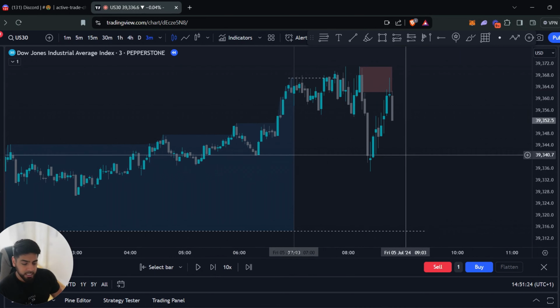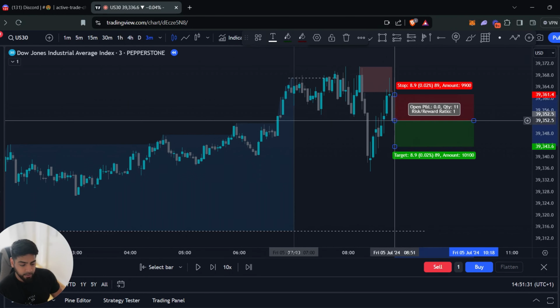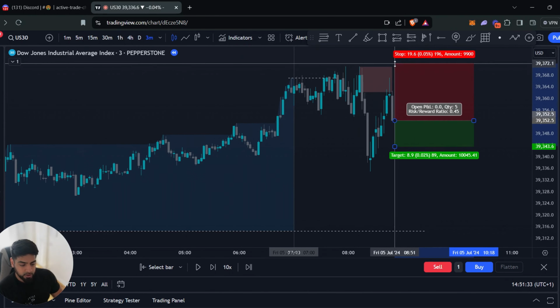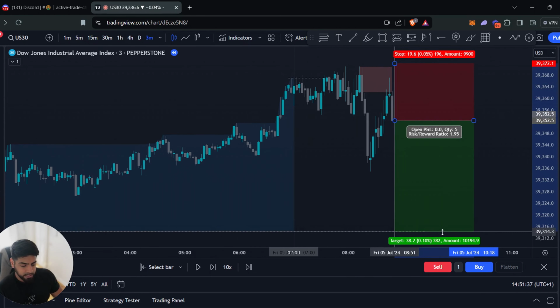Once we saw this rejection candle, this is when we thought, yes, price is now looking to reject away from this zone. So then we entered right here, put our stops just above the high, and then we targeted the opposing liquidity, which in this case was the Asia low.